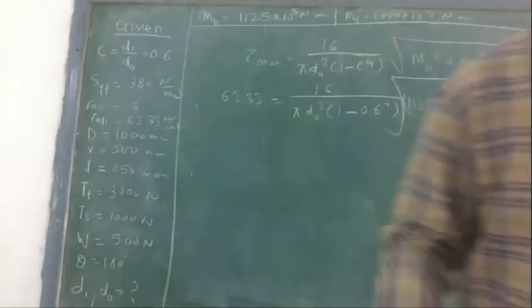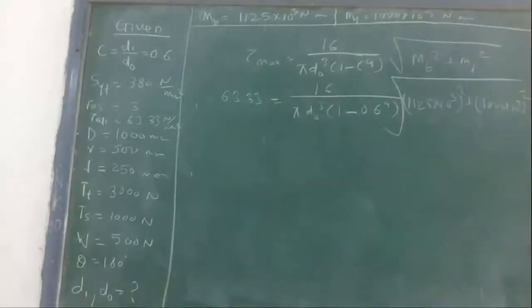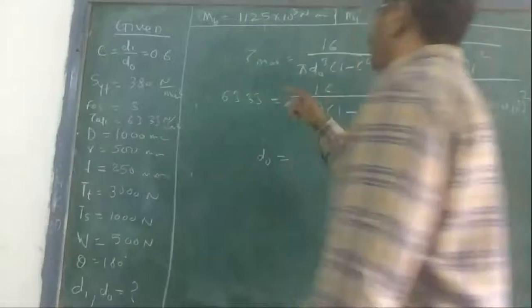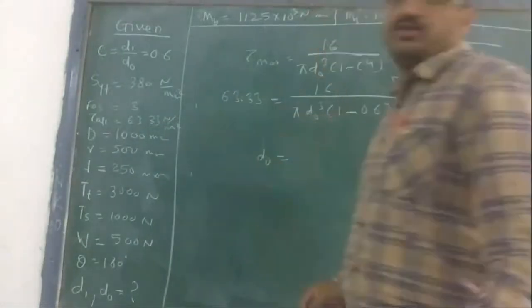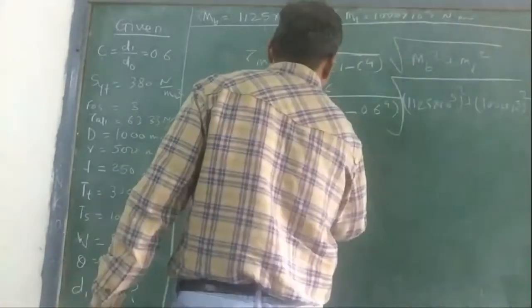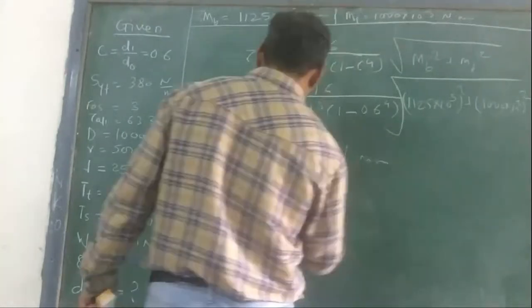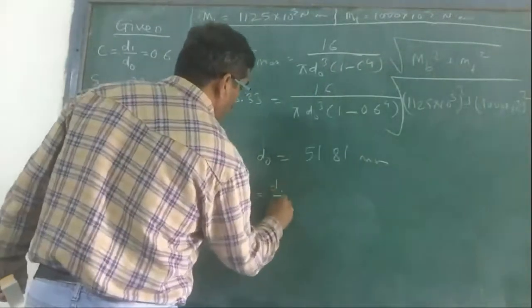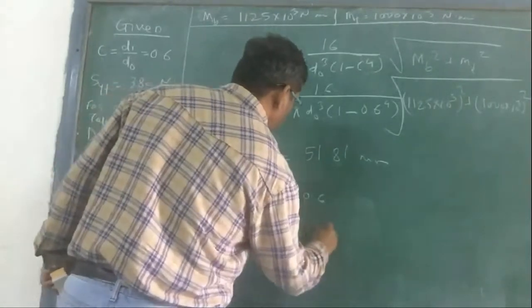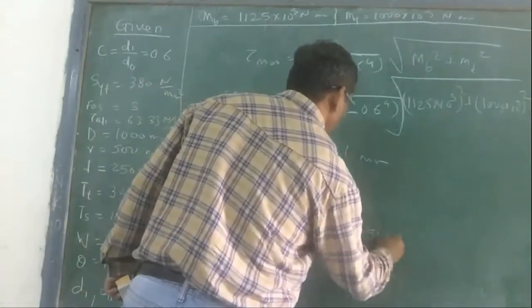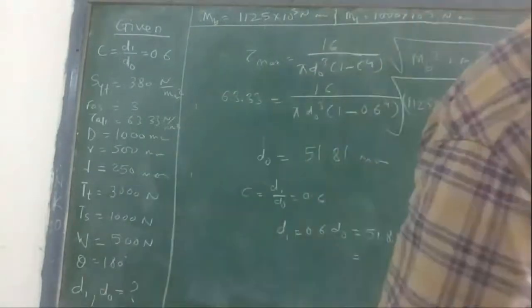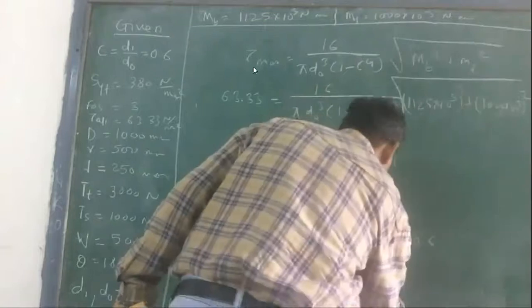Let me just verify whether we put all things correctly. I think we are fine. So now once we solve this, we get the outside diameter. Try to solve this equation. This is 63.33, not 6333. So we'll get the outside diameter as 51.81 mm. And once we know this, C is equal to di upon dO, which is 0.6. So di is equal to 0.6 of dO. It is 51.81 into 0.6, so it comes down to 31.09.